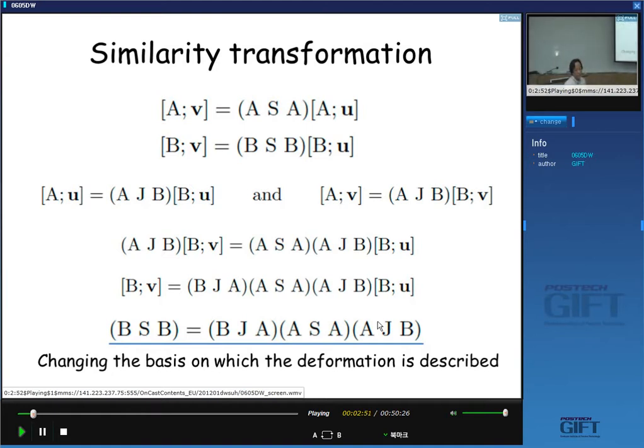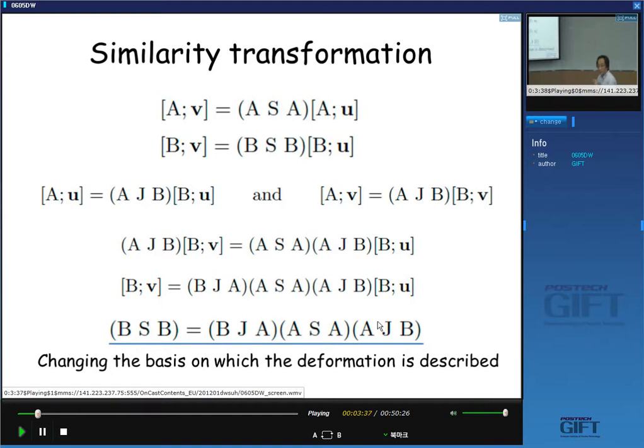So you can guess there is some relationship between these deformation matrices, if we know the coordinate transformation matrix. It is natural to think there is some relationship between these two deformation matrices. Actually, they are the same deformation, but defined in different bases. So it is natural to think their relationship is related with the coordinate transformation matrix.